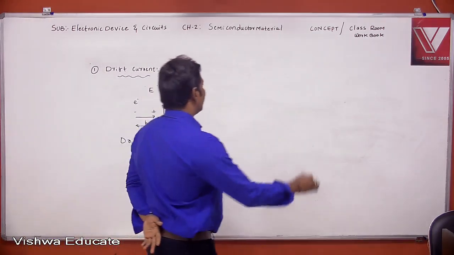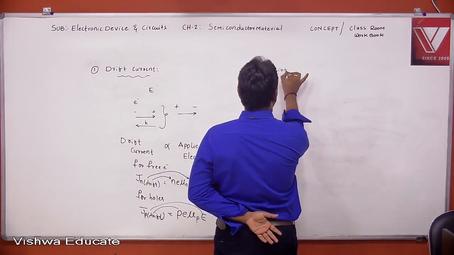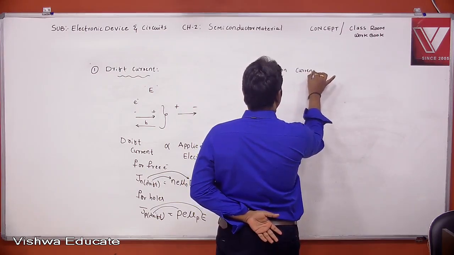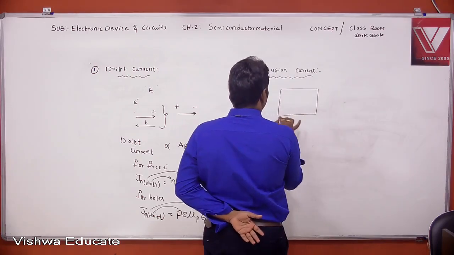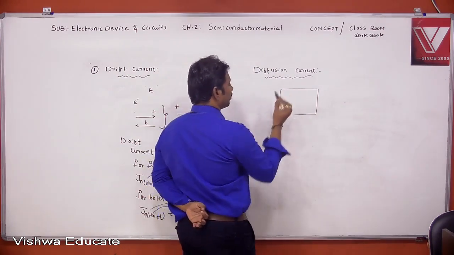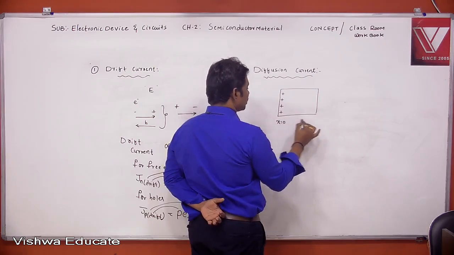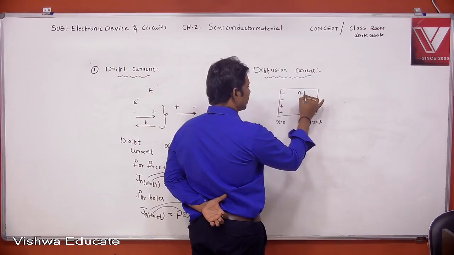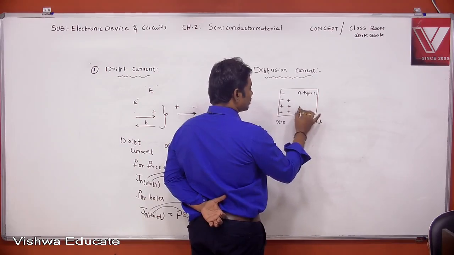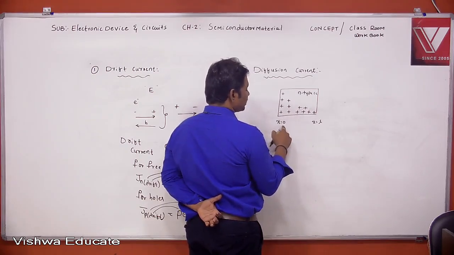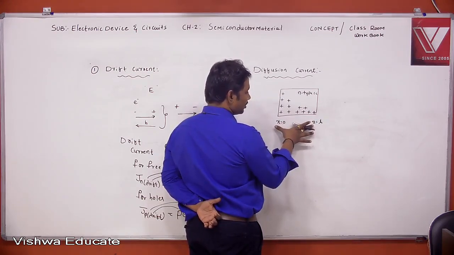And next heading, diffusion current. The current flows due to concentration gradient or concentration change. Concentration difference or concentration change means, for example, if you consider an n-type sample, at x equal to 0 the concentration is maximum, and at x equal to L the concentration is minimum. So there is a concentration difference or concentration gradient.